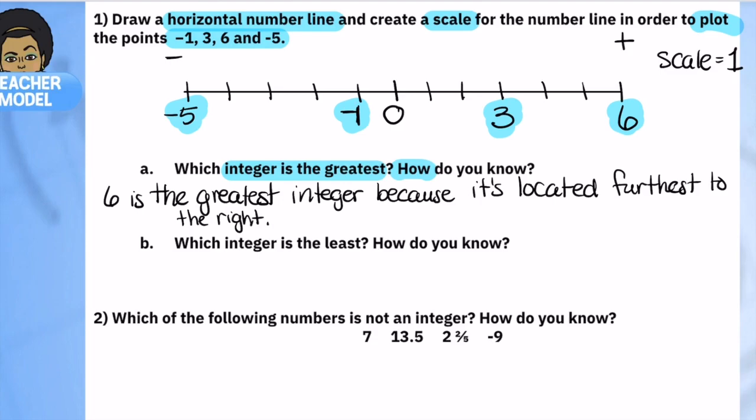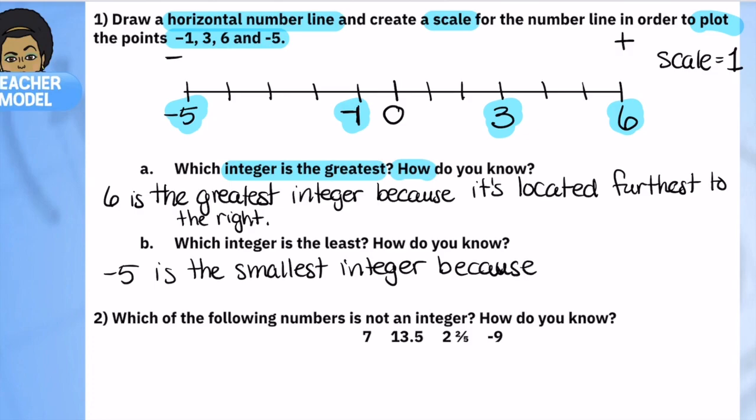And how do we know which one is the least? I'm going to look towards the left. And all the way on the left, we have -5. So -5 is the smallest because it's located furthest to the left. Jot this down into your notes at the same time. And in both cases, I'm talking about on the number line.